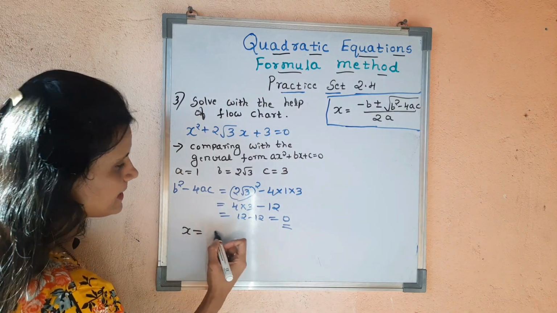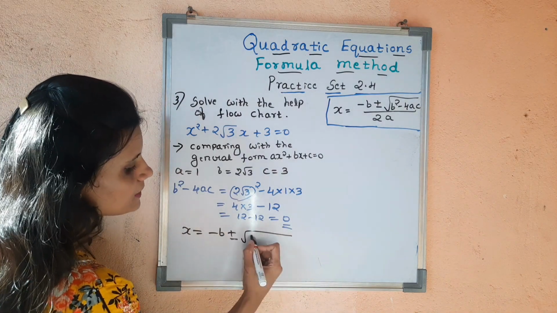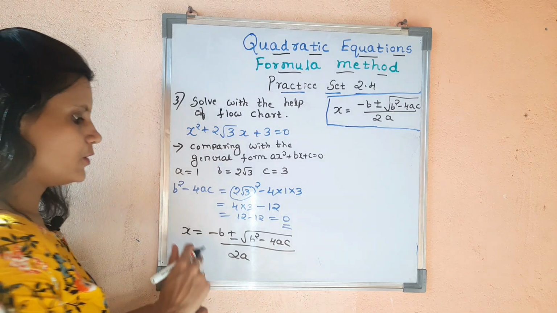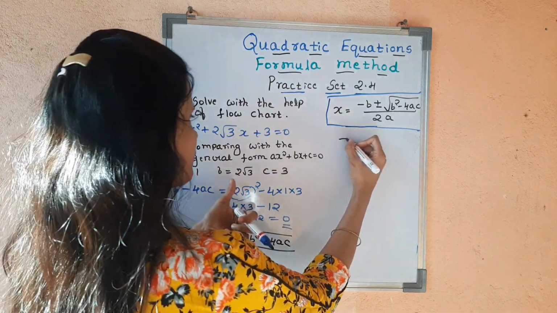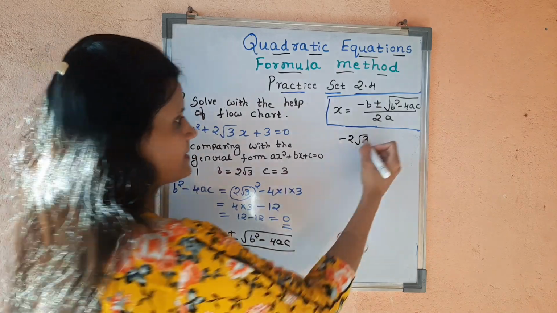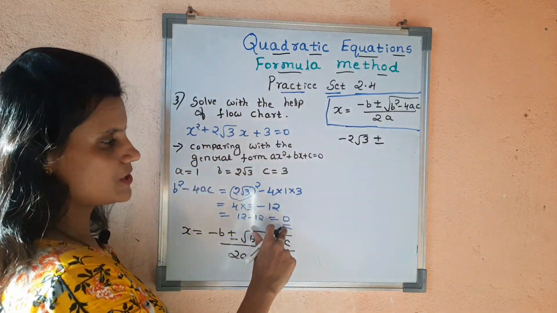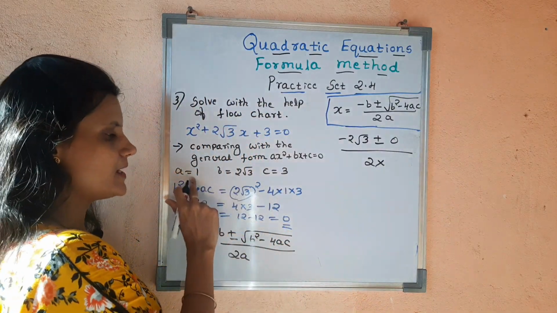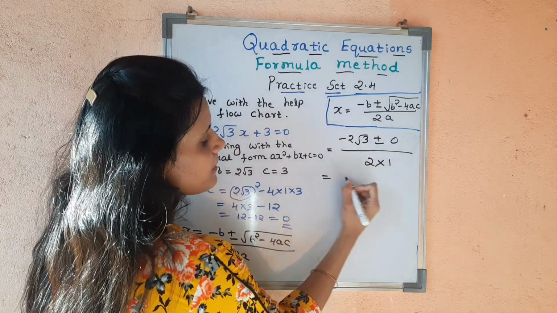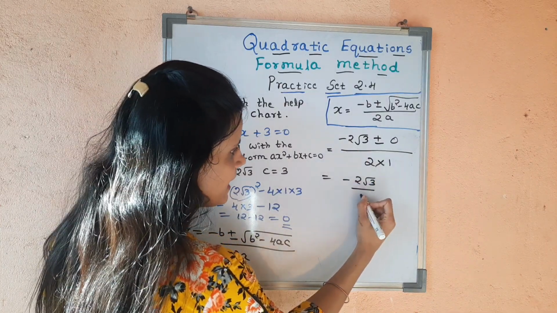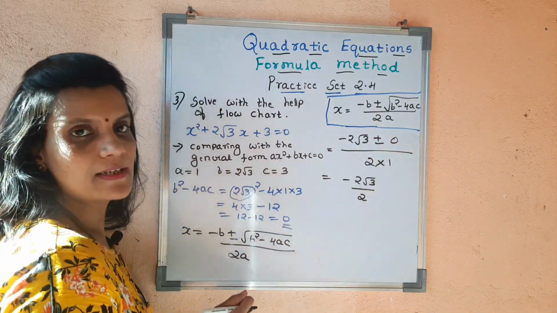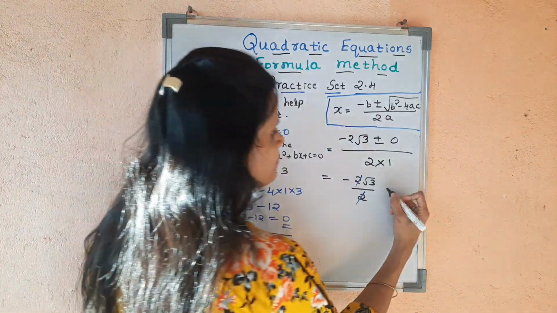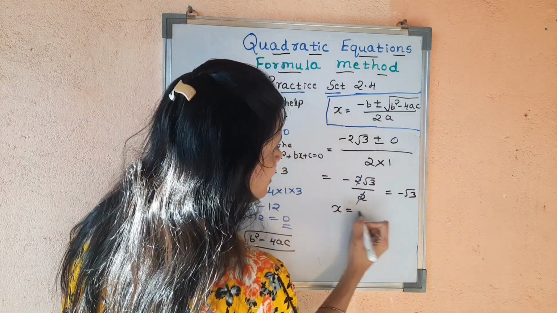Now write the formula. x is equal to minus b plus or minus square root of b square minus 4ac by 2a. Let's substitute the value. What is minus b? b has been given as 2 root 3, so minus 2 root 3, plus or minus square root of b square minus 4ac, we got 0. Then 2 into what is a? a has been given 1. So it will become minus 2 root 3 divided by 2. Why? Because plus or minus 0. And now minus 2 root 3 by 2 is nothing but minus root 3. So your final answer you got minus root 3.